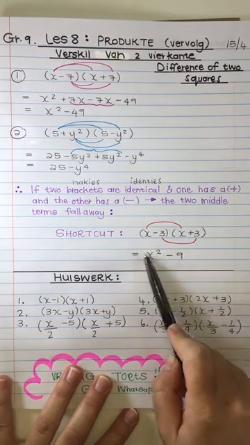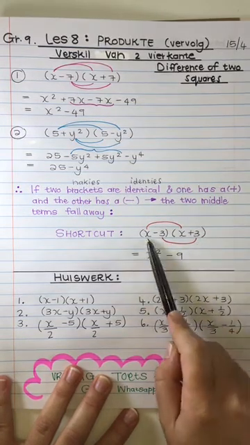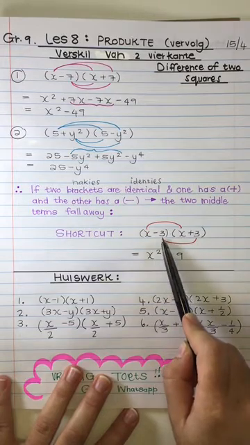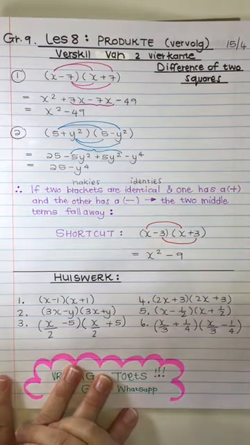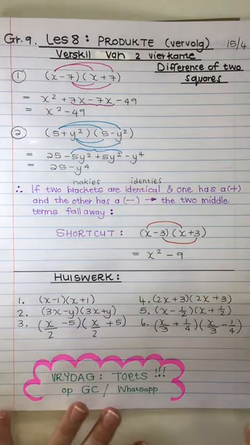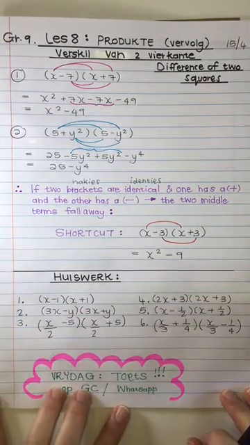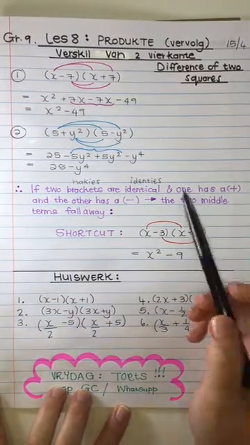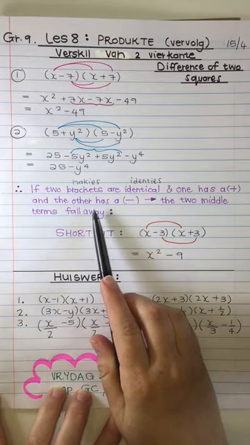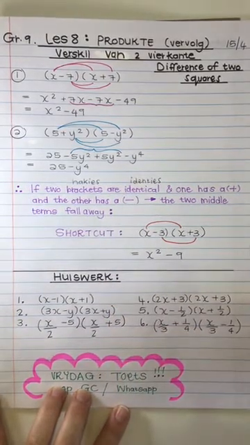But guys, don't make up your own rule. It must work like this. The first two and then the last two. Okay, so very easy. But always remember, it only works when the brackets are identical and the one has a plus and the other has a minus.